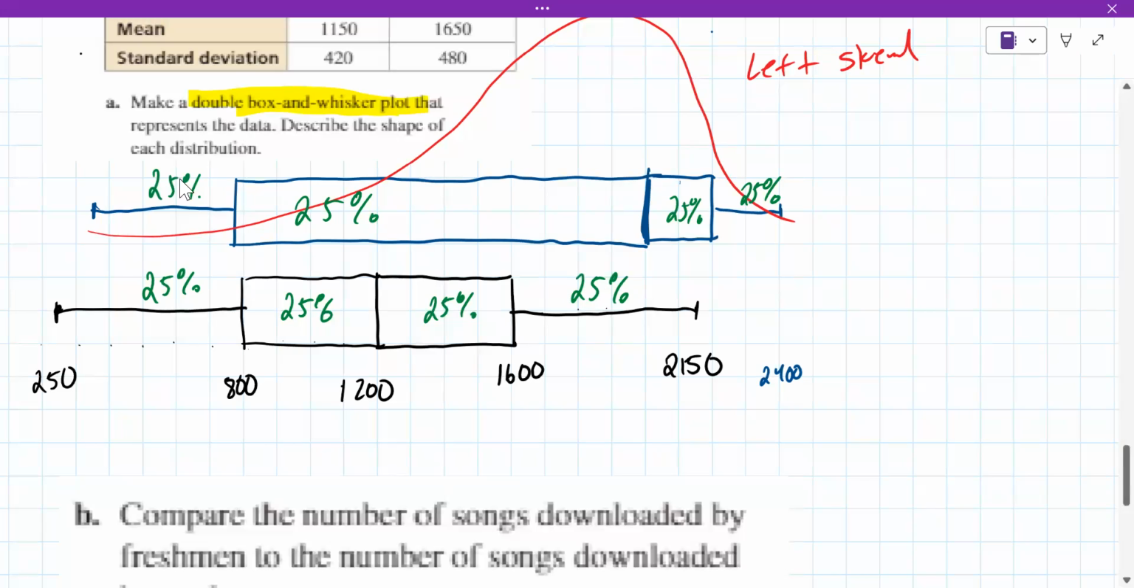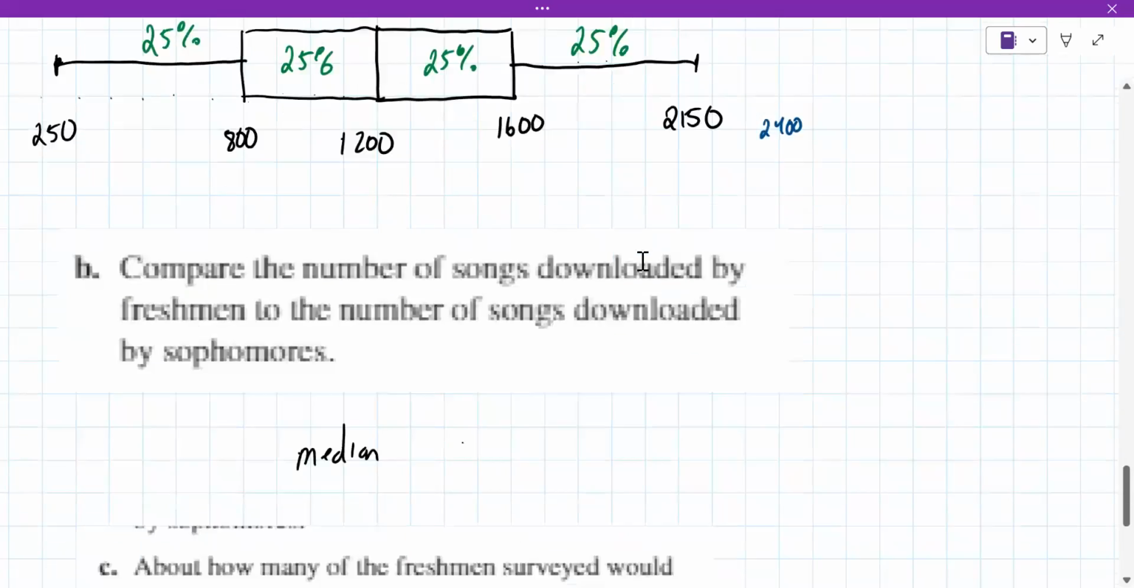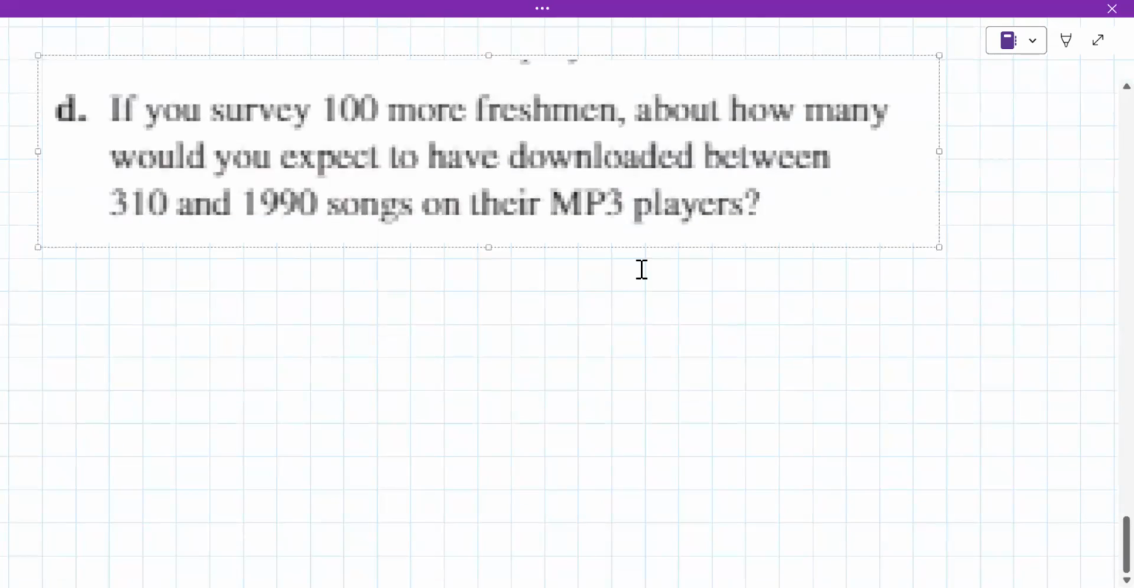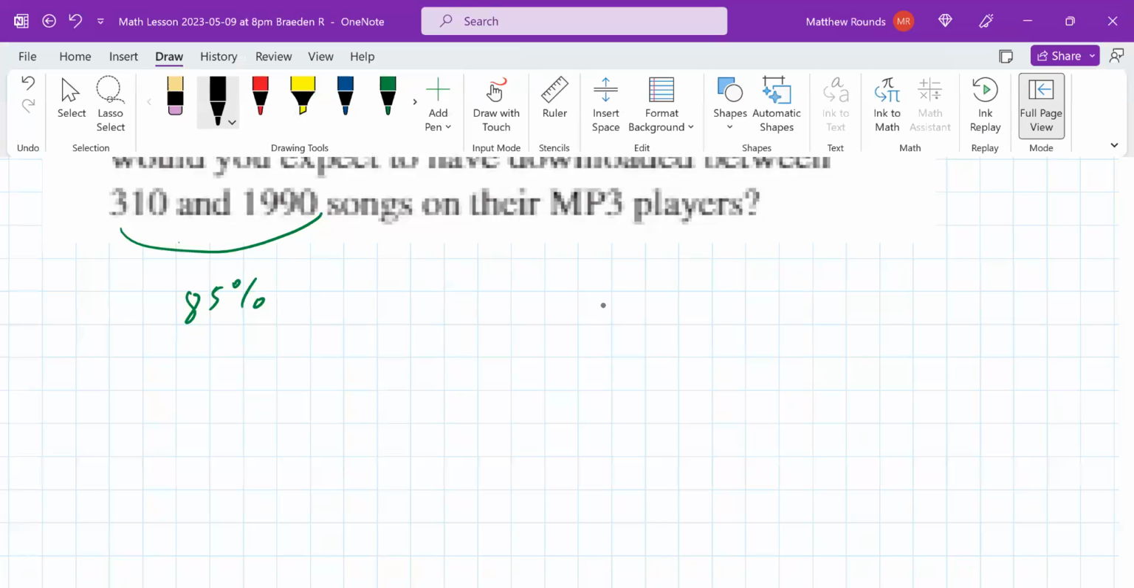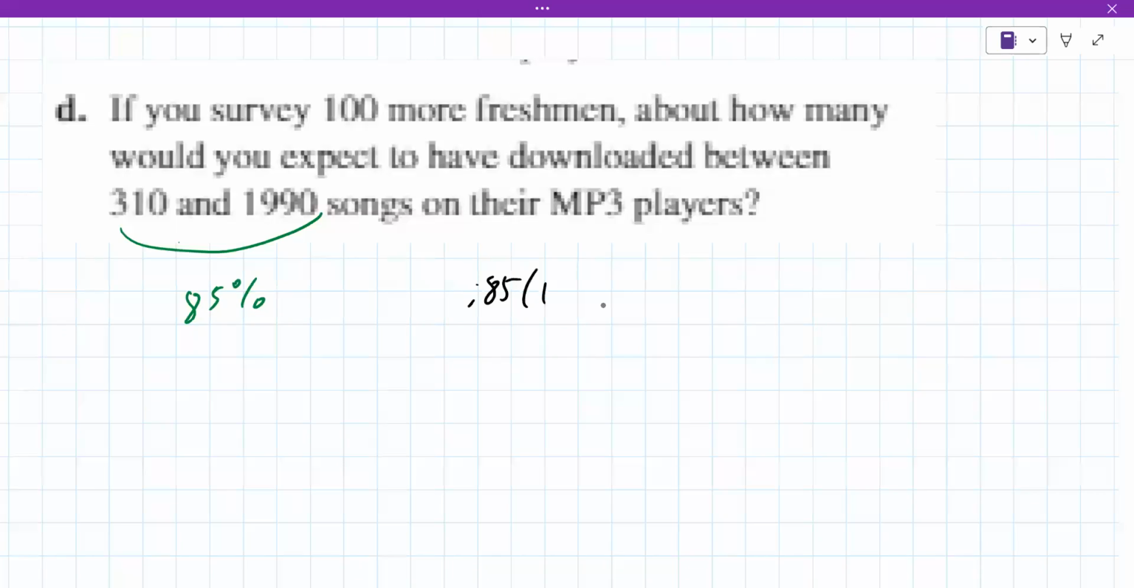You see how I'm coming up with that. Basically 310 is down here. You could cut off a little if you wanted. 25, 25, 25, but not quite all of this, because it's right in the middle. 1900 is about halfway between that. So maybe 85%. So we say it's about 85%. If you survey 100, 85% of 100 is 85.